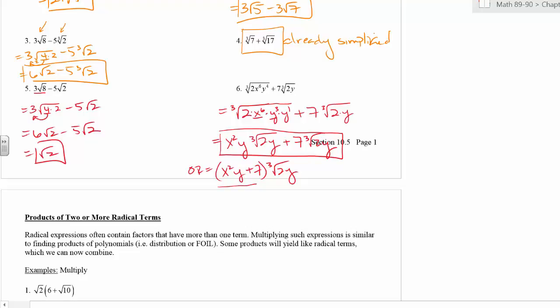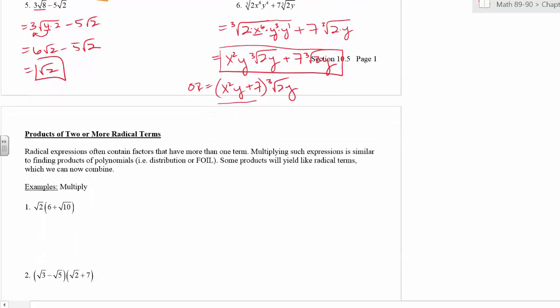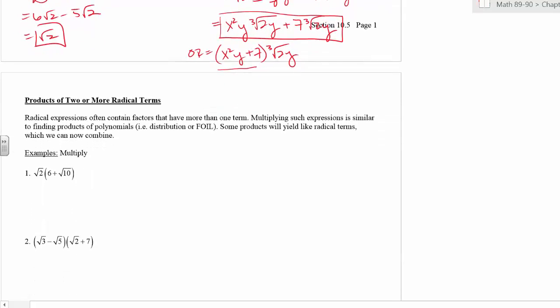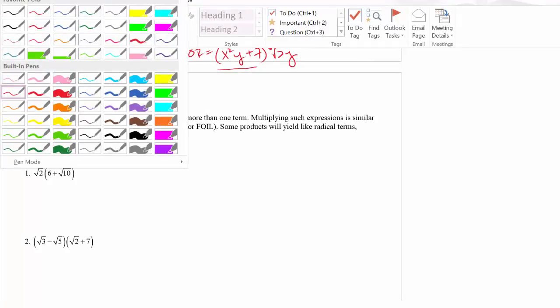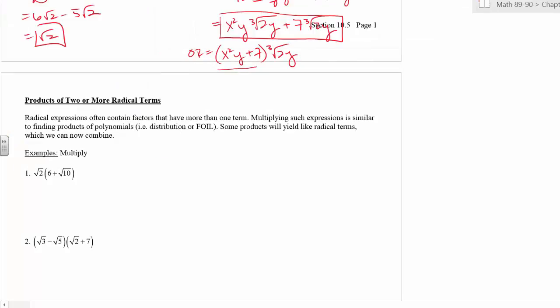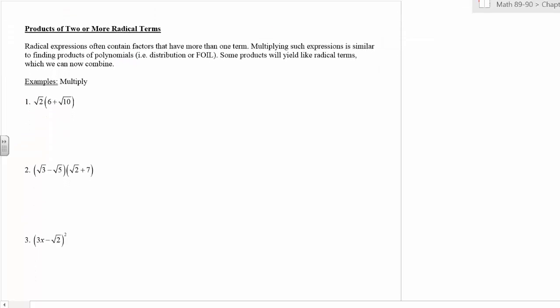Okay, so that is adding and subtracting. Now let's look at multiplying. So with multiplying, again, we're going to push over radicals to polynomials because that's what we're most familiar with. So radical expressions often contain factors that have more than one term. Multiplying such expressions is similar.